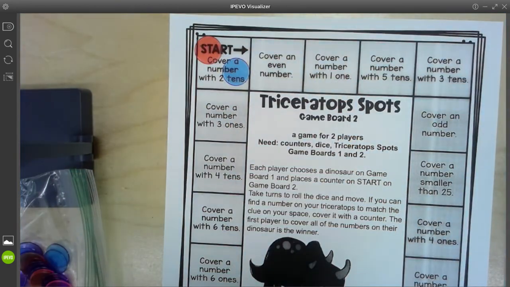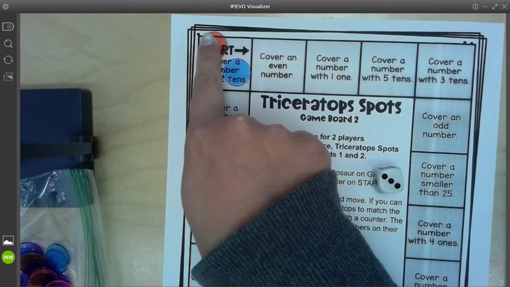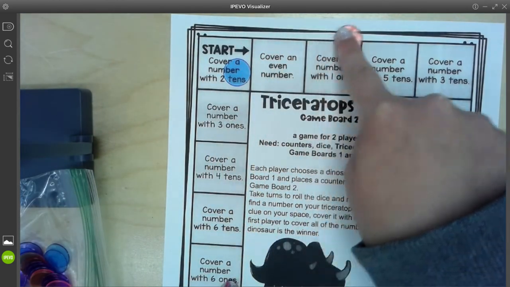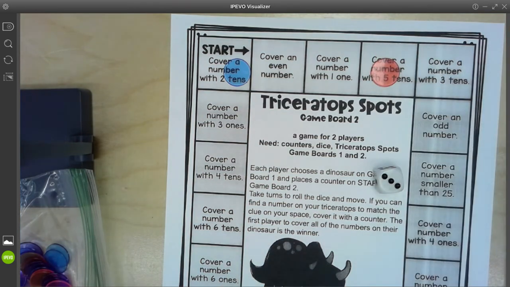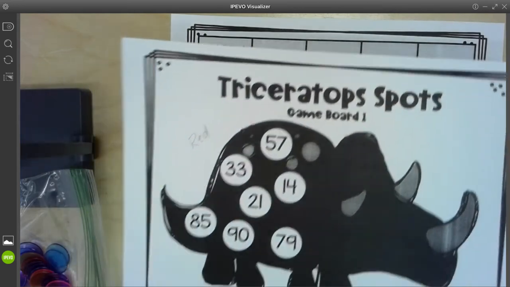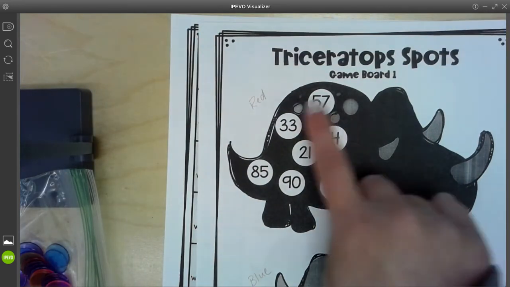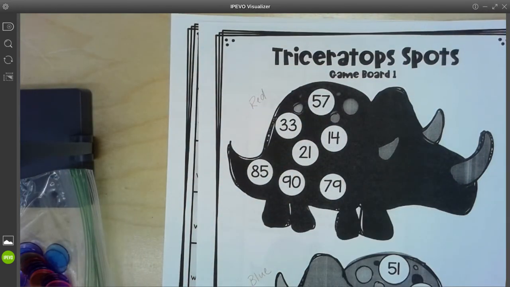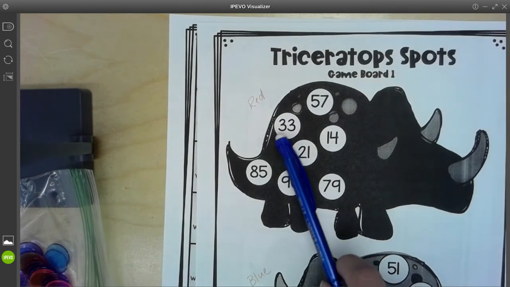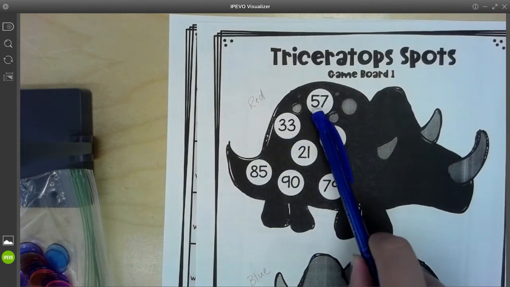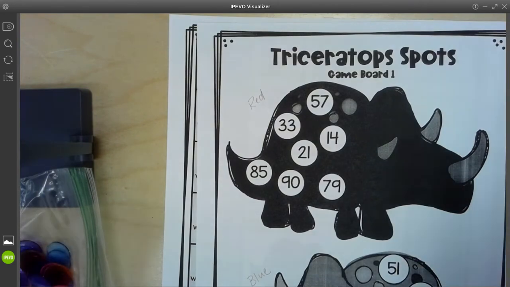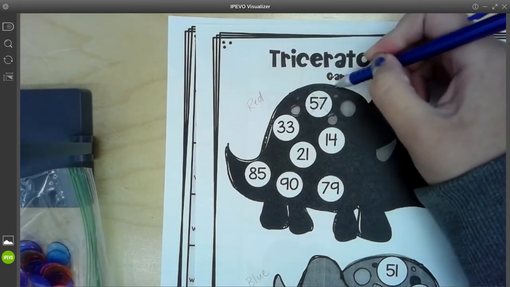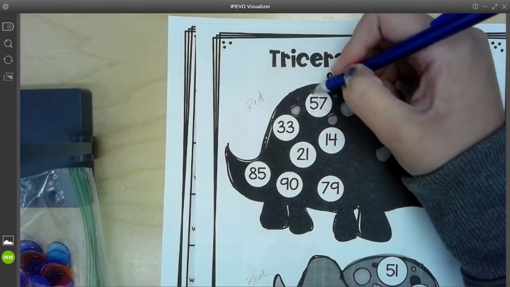So I'm going to roll first for red. So I'm going to roll. Red got 3, so they're going to move 3 spots. 1, 2, 3. And it says cover a number with 5 tenths. So we're going to look at their dinosaur, which is the top one. Do they have one with 5 tenths? Yes, 57 has 5 tenths. So you're going to place a counter, or you could just mark it off, kind of, if you're only going to play once. So I'm going to mark it off.